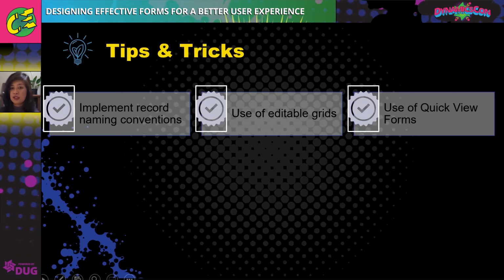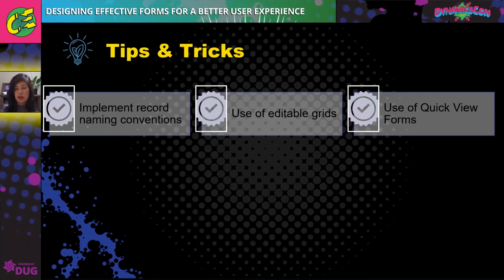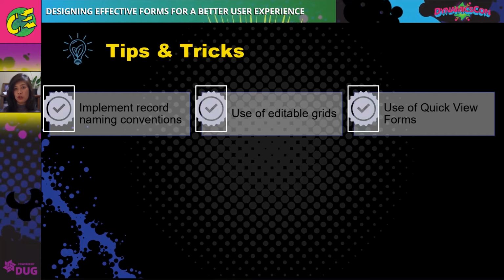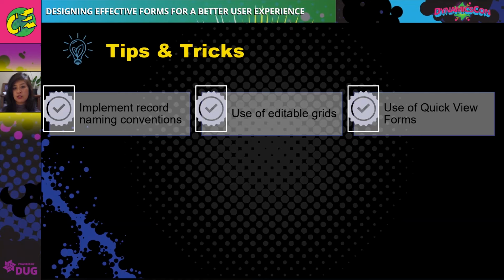Another one is the quick view form. I like to use this to display a summary of a related record. For example, an account, and you have a quick view form of your contact. So make use of that when you're doing custom tables as well.